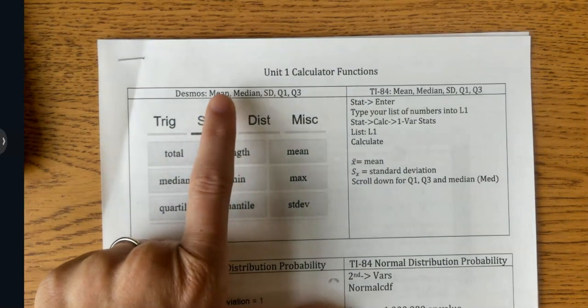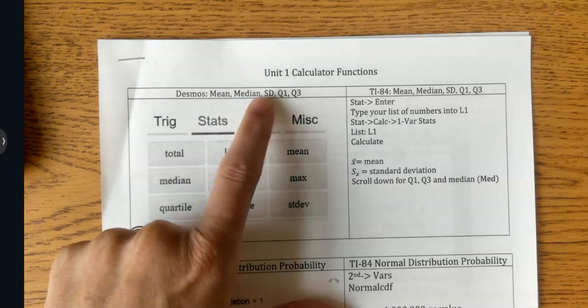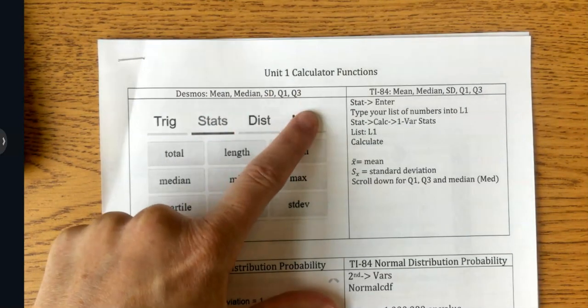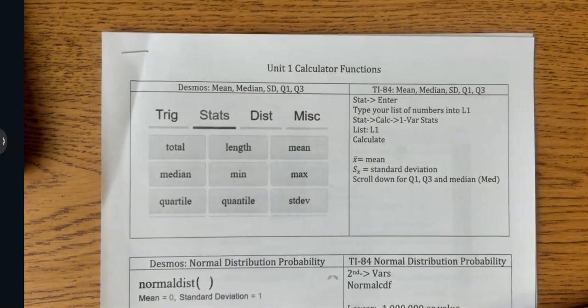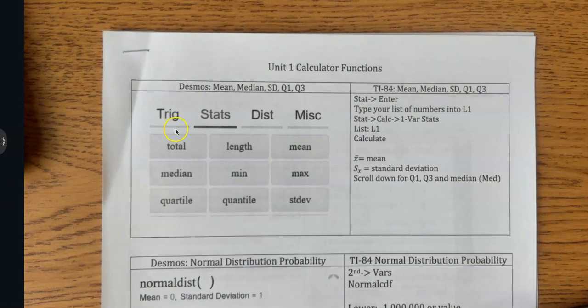So on Desmos, you learned how to calculate the mean, the median, the standard deviation, the Q1, and the Q3. So you did that by going to the function menu, clicking on stats, and then clicking on whatever you needed and entering in the data set. So you clicked on mean, median, quartile for Q1 and Q3, and then standard deviation. So let me go ahead and do some examples on Desmos, and then I'll walk you through the TI-84 piece.